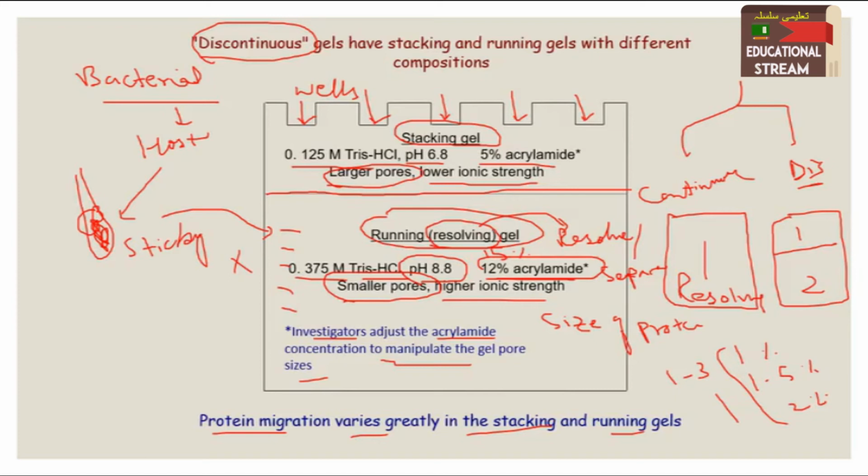Due to the low concentration, the stacking gel has lower ionic strength, and the resolving gel has higher ionic strength. We use a large pore size in the stacking gel by using a lower percentage of acrylamide, while in the running gel we use a higher percentage of acrylamide.